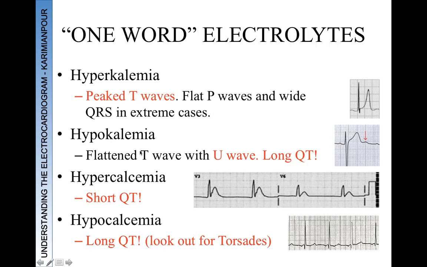In hypokalemia, you'll have flattened T waves, a long QT, and sometimes you'll even have a U wave because repolarization is delayed so long. Hypercalcemia, you may see a shortened QT as shown here. And then hypocalcemia, again, long QT, and you should look out for torsades. But really, hypokalemia is the most dangerous one and can lead to torsades de pointes. Hypomagnesemia, not so much. Hypocalcemia can as well. But hypo, long QT.